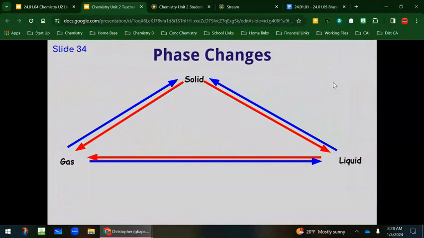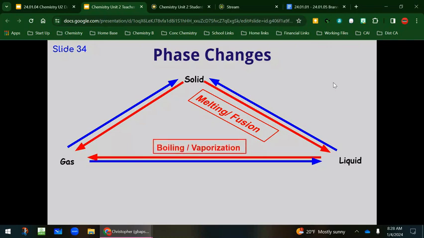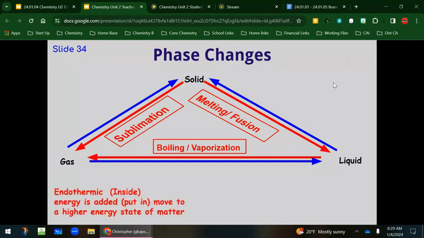Phase changes real quick, ladies and gentlemen. Okay, what do we call going from a solid to a liquid? Melting. By the way, chemistry also uses a special term, fusion. Fusion means melting. What do we call going from a liquid to a gas? Boiling, or vaporization. Either one. The hard one is going from a solid to a gas, skipping the liquid state. Sublimation. Why are these all in red? Because they require the addition of heat.